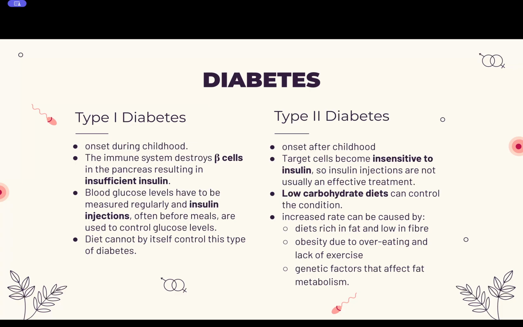Type 2 diabetes can vary in terms of stages. If it's early onset, then there's ways to manage it really well. But there can be an increased rate of diabetes, which can be caused by diets rich in fat and low in fiber. Then there's obesity due to overeating and lack of exercise. And the third one is genetic factors that affect fat metabolism. So if your parents or grandparents have type 2 diabetes, there's the risk factor of the child having diabetes.